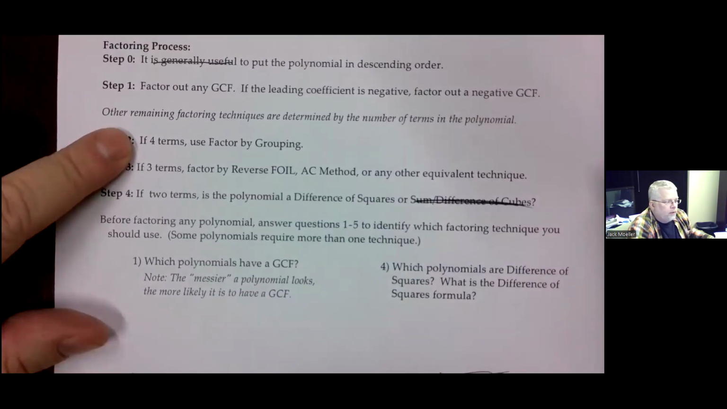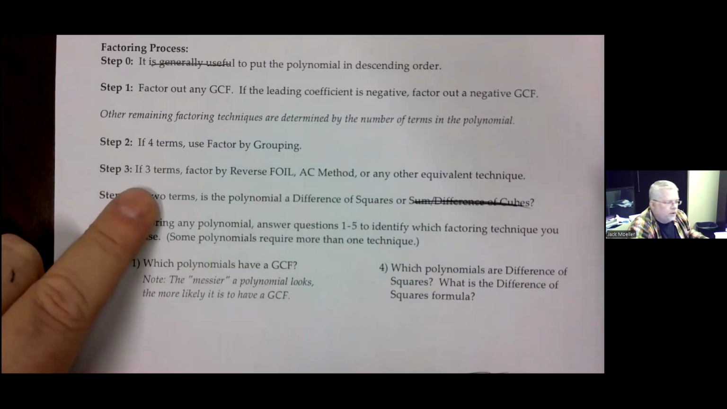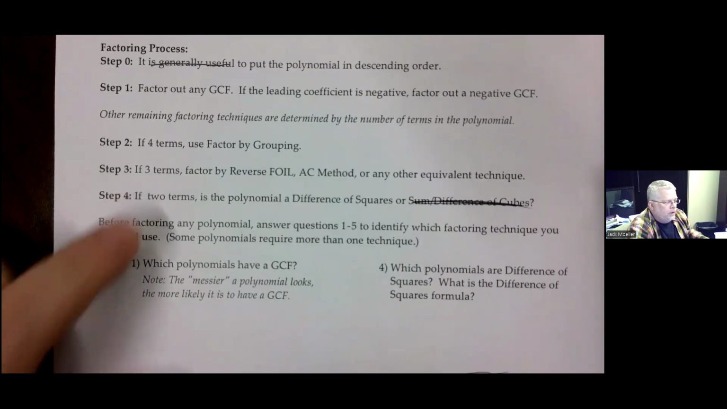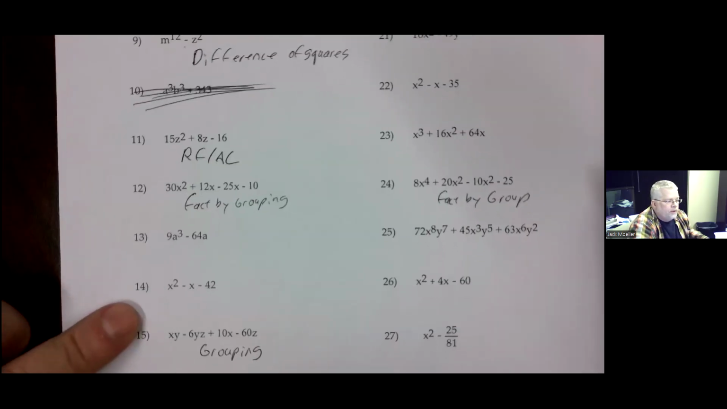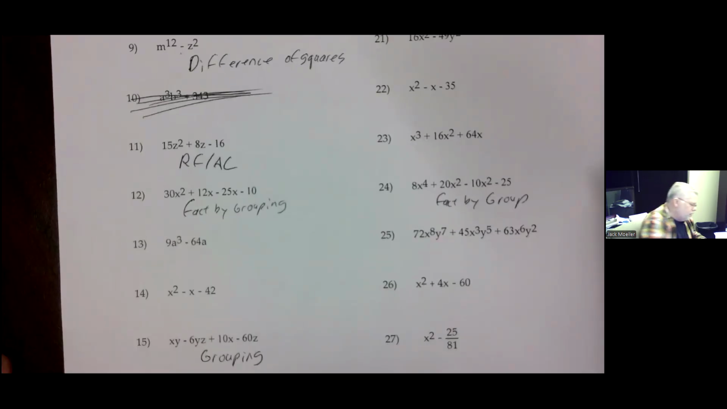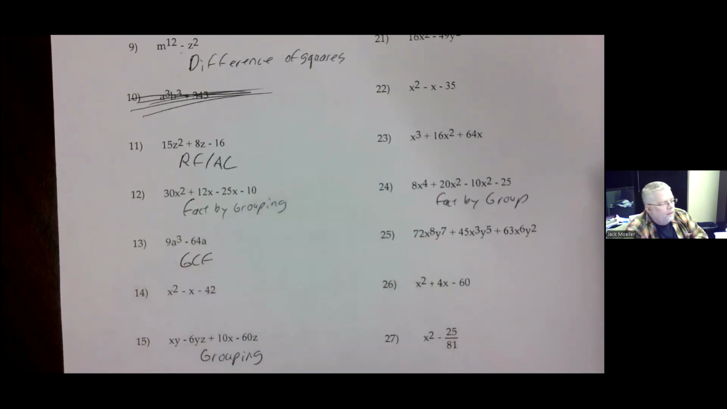Well, we can't use factor by grouping because it's not 4 terms. It's not the reverse FOIL AC method because it's not 3 terms. So this either has to be GCF or difference of squares. Well, is there a GCF? Well, there's an A in both of those. There's definitely a GCF. Right. Now, is this a difference of squares?